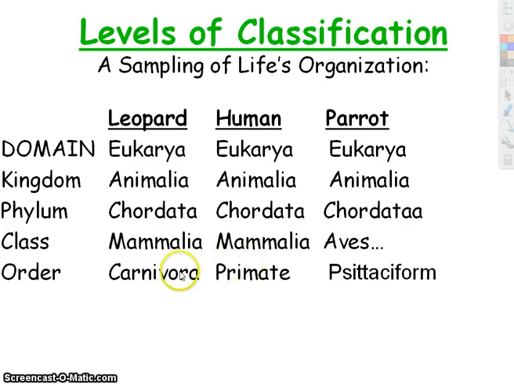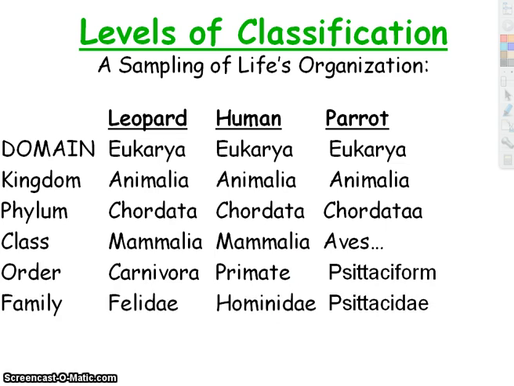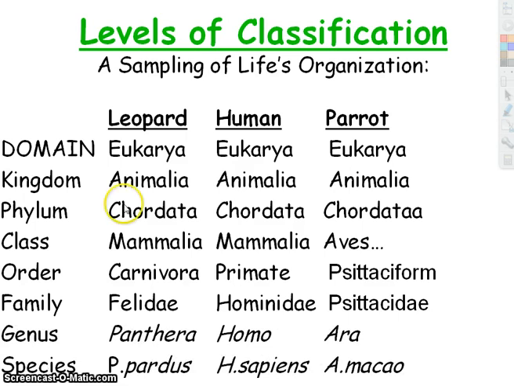Carnivora and primate. So now we see that the human and the leopard separate. Now if, let's just say, an ape was in here, apes would be more closely related to humans than the leopards, because we'd get down here and they would still be in the same order as we are. And then we have the family, genus, and then the species. And so this is our sort of breakdown. You don't have to know the specifics of these 3. You do need to know these levels.